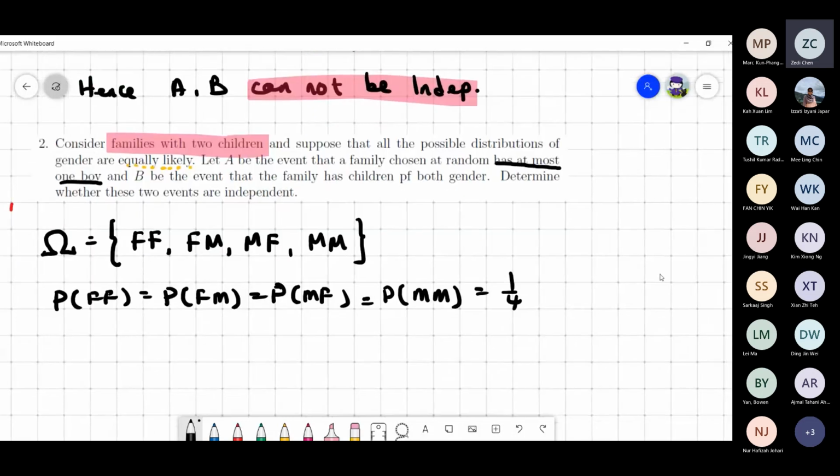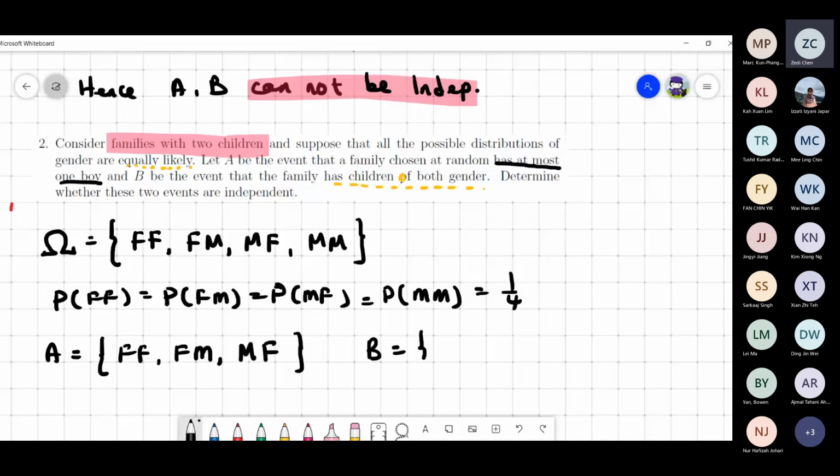At most, that means we cannot have 2 boys, right? So that means in this question, we can say A must be either both children are girls, the eldest one is a girl, or the small one is a girl. So this is A. And B is the event that the family has children of both genders. So that means in this case, B will be equal to FM or MF, right?